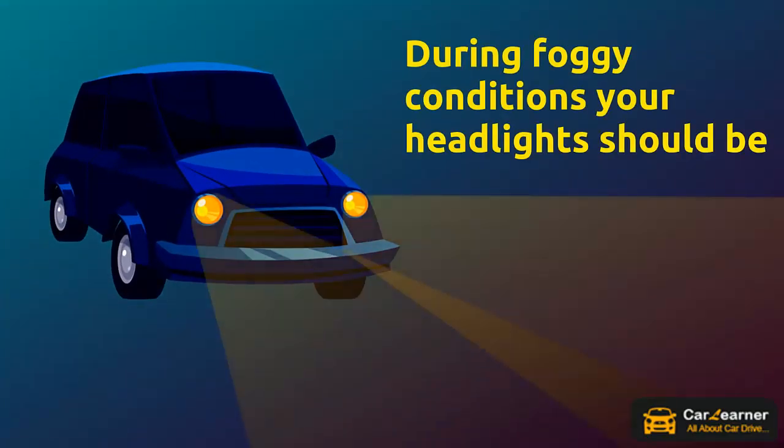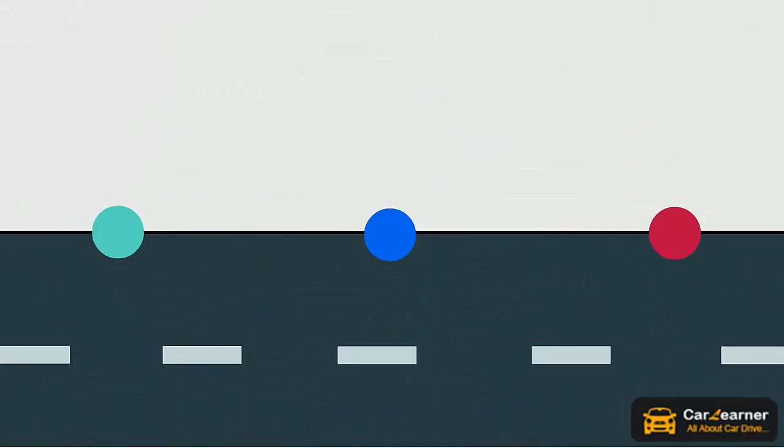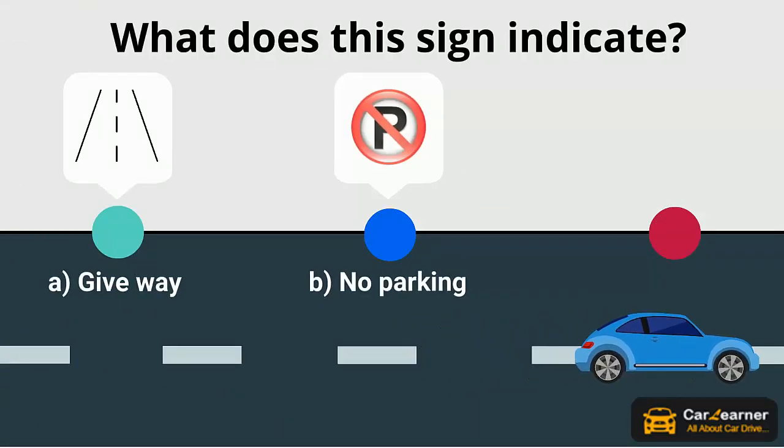During foggy conditions, your headlights should be high beam, low beam, none of the above. What does this sign indicate? Give way, no parking, stop.